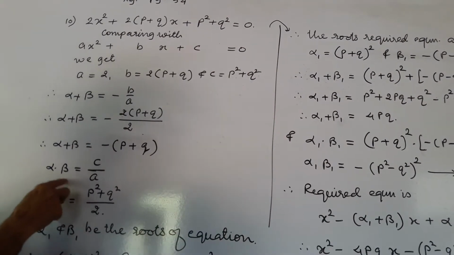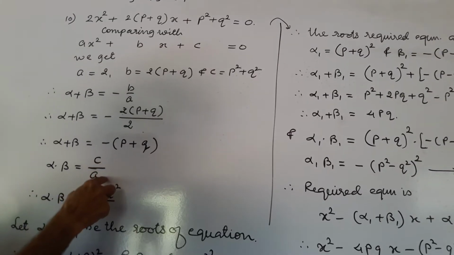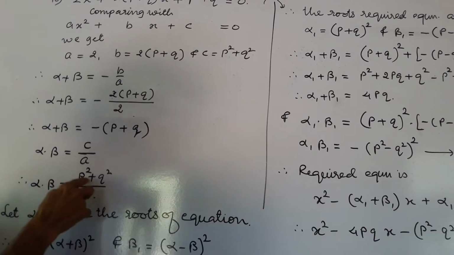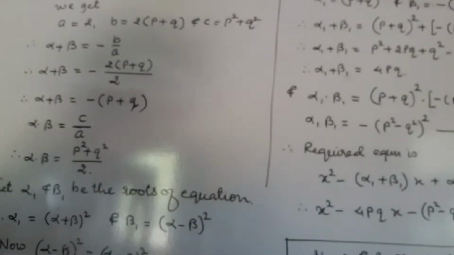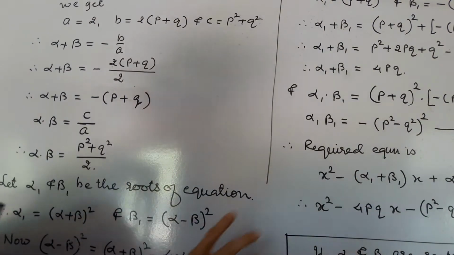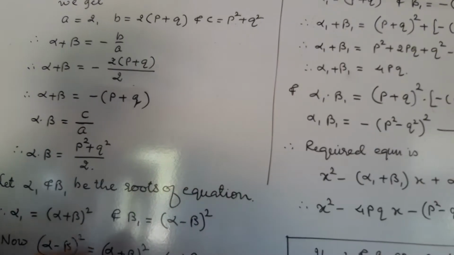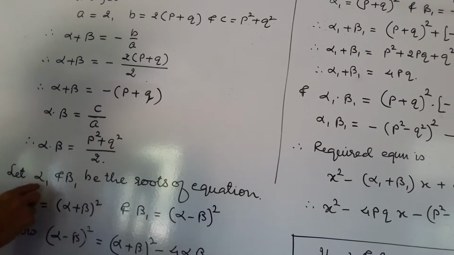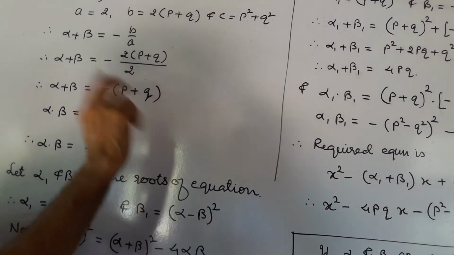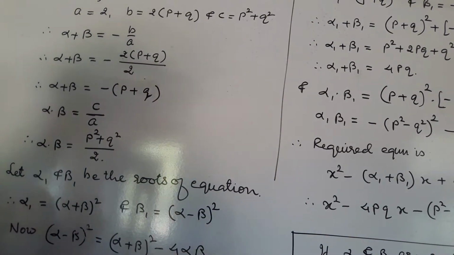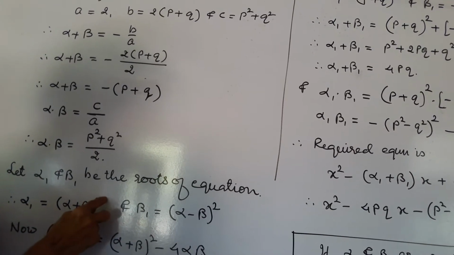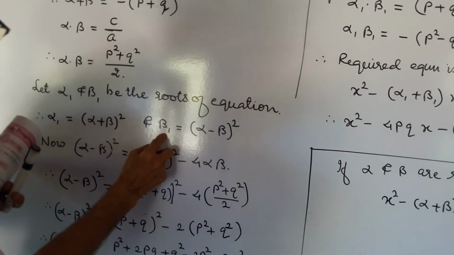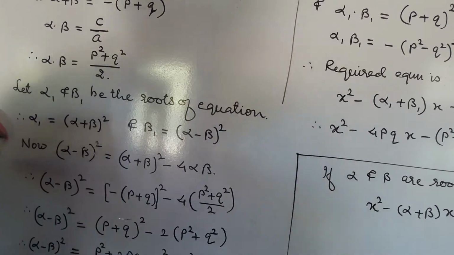Again alpha into beta, as per formula, is c upon a, but here c is p square plus q square and a is 2, and therefore alpha into beta is p square plus q square upon 2. Now we have to find the equation whose roots are obtained from the roots of this equation. So let's suppose alpha 1 and beta 1 are the roots of the required equation. Then according to the condition, alpha 1 is alpha plus beta whole square, because they are given the square of the sum of the roots. And second root is the square of the difference of the roots.